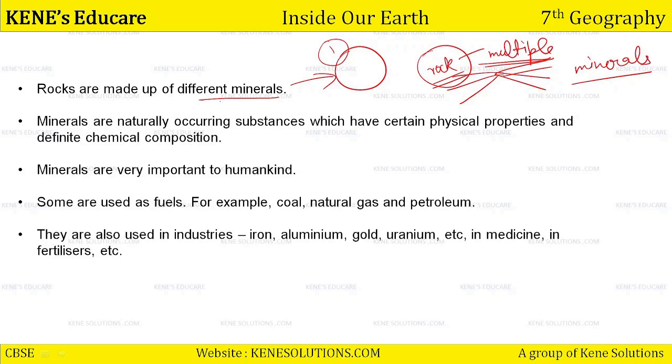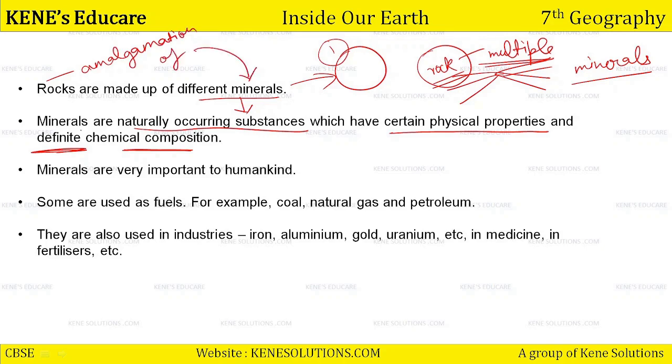Okay. अब minerals क्या होते हैं? Minerals are basically chemical elements which are important for the development and growth of anything. Maybe your body, maybe any product, maybe anything, maybe any rock. Basically, minerals are naturally occurring substances which have certain physical properties and they have a definite chemical composition. Please remember this. Rocks are amalgamation of minerals, and minerals have definite chemical composition and have some physical properties as well.